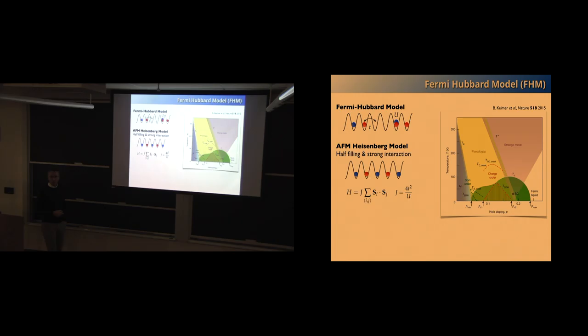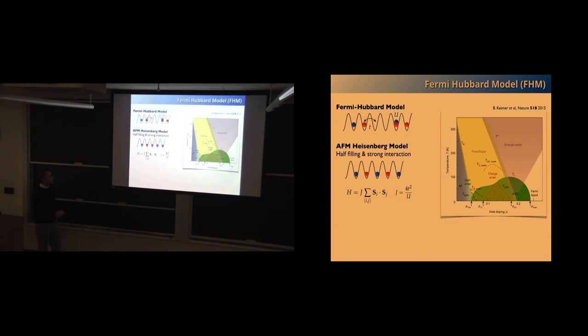It turns out that this model we can implement very nicely with atoms in a lattice. The role of the electron is taken by fermionic isotopes of atoms, where different Zeeman substates correspond to different spin states of your electrons. And you can very nicely map this system onto the Fermi-Hubbard model. It's a very clean realization of this model, which in the case without hole doping, for strong repulsion, gives a nice antiferromagnetic Heisenberg model with antiferromagnetic ordering in the system.